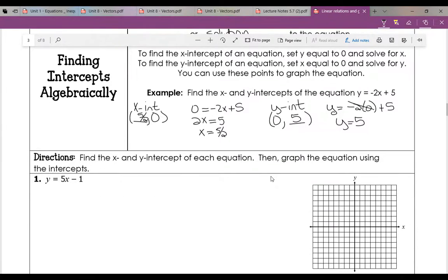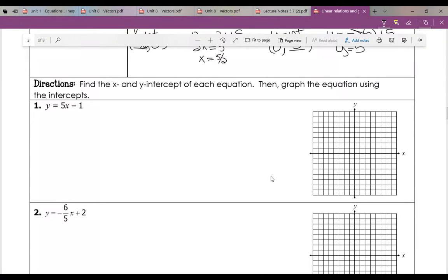Now, in the next couple of examples, we're going to use x and y intercepts to graph the equation. Could you rewrite it in y equals mx plus b format, which these are in? Yes, and you can graph them that way, but this is just a different method for graphing.